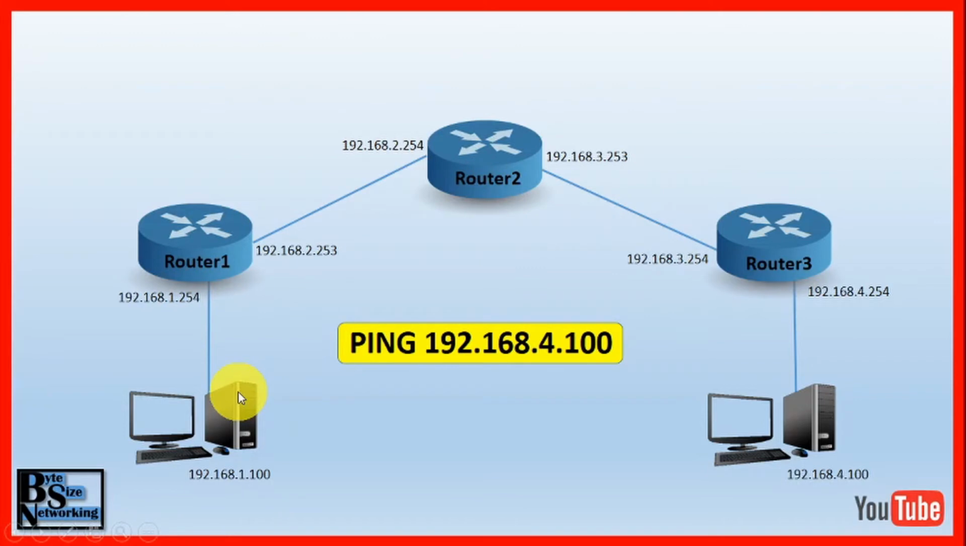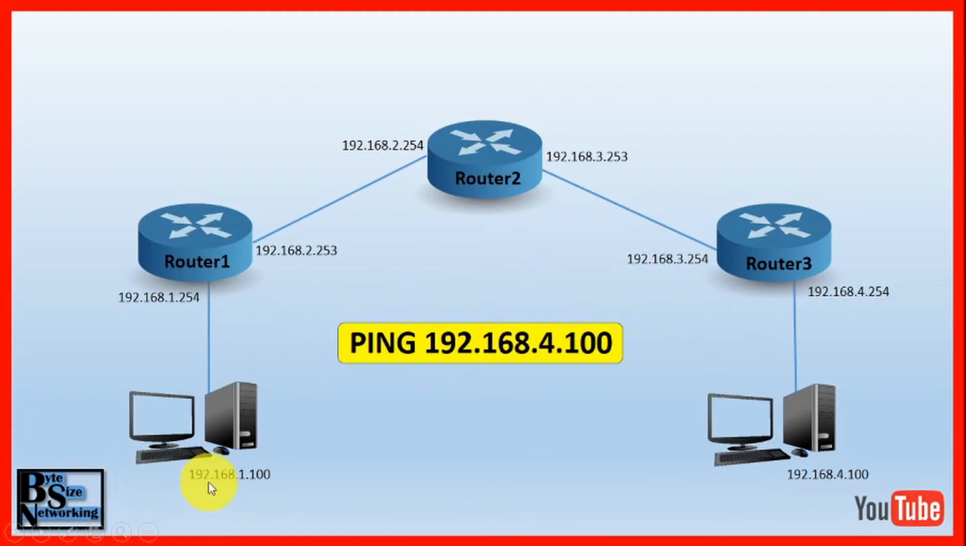Alright guys, so what we're going to do in this example is we're going to run a ping command from our workstation on network 1 and want to get a response from the workstation on network 4. So let's have a look at what would happen if we run that ping command right now. We would run the ping command to 192.168.4, which is an IP address on network 4.